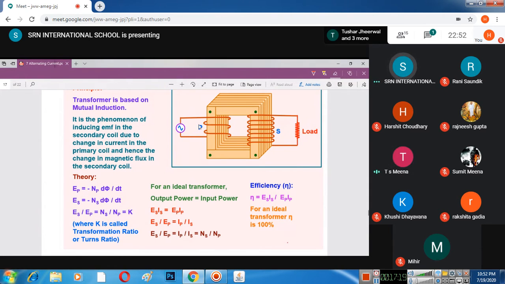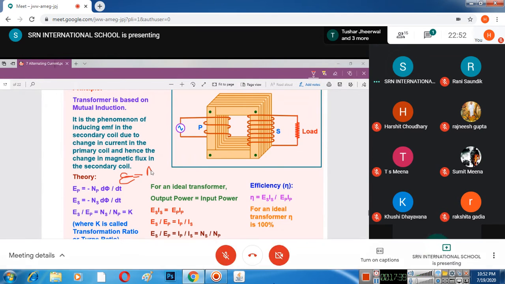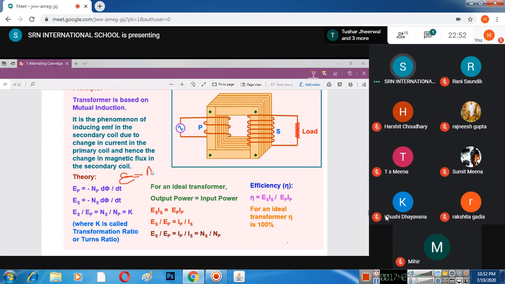Okay, so if we write the equation for the primary and the secondary individually, I'm writing here E is equal to minus N phi dt. Wait a minute. Am I audible?